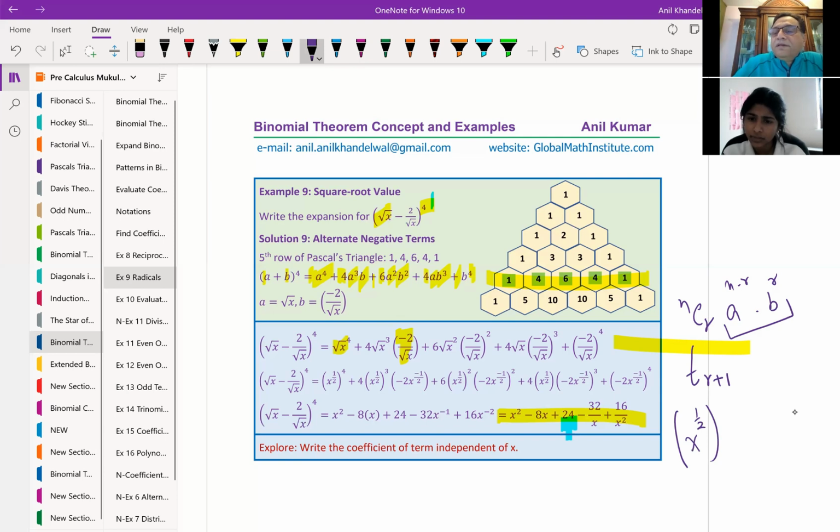And power is n minus r times, we have minus 2 over x. This x is like power of minus half, correct? Minus half times r, correct? Now from here, you can combine the x terms. So x power here is half into n minus r plus minus half into r, and equate that to 0. You'll get the value of r and n.